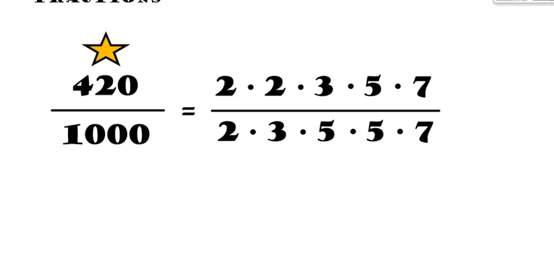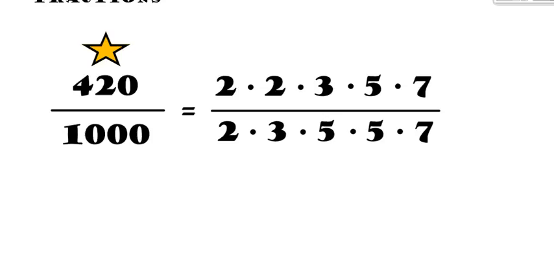So 420 breaks down to 2 times 2 times 3 times 5 times 7, where 1000 breaks down into 2 times 3 times 5 times 5 times 7. And so we have this breakdown of factors. Right, and if you don't believe me, you can go ahead and multiply those numbers together real quickly on your calculator and double check my math. Now, if my math is way wrong, the concept we're going to look at here still applies.